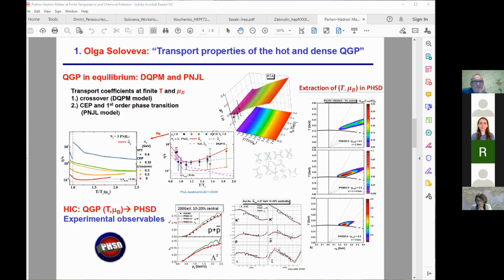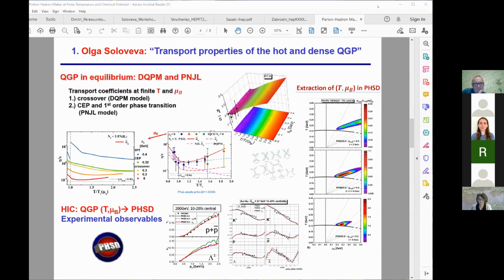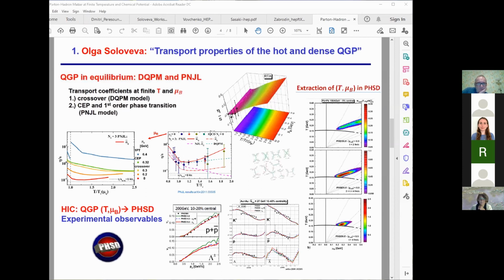We compare these models because it's interesting. They have different effective masses and different degrees of freedom, but actually the transport coefficients are very close. The idea is that the dynamical quasi-particle model relies on the entropy density as an input, so we parameterize the model using the entropy density. In principle, we can use not the lattice QCD entropy density, but the entropy density from another model such as the PNJL model. And actually this is what I'm doing now.